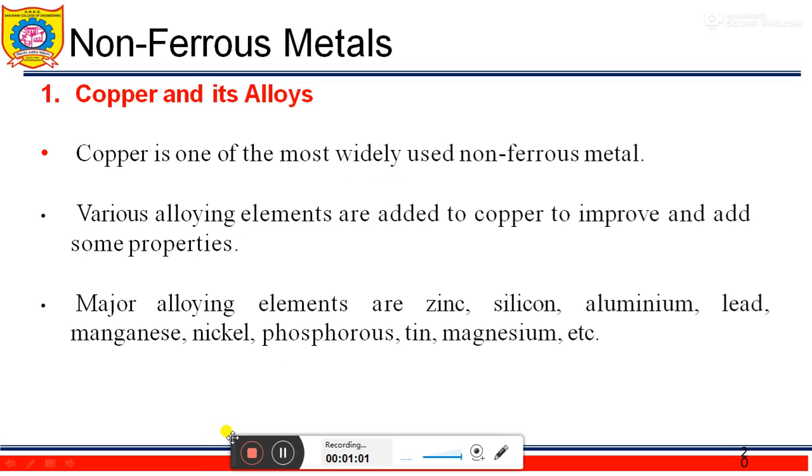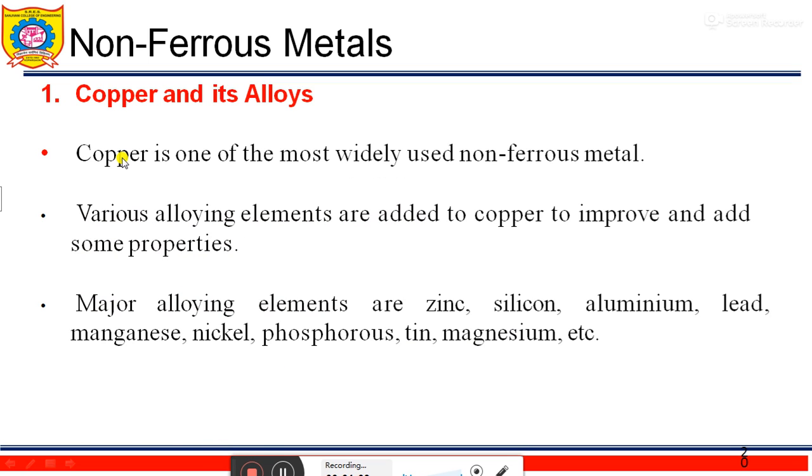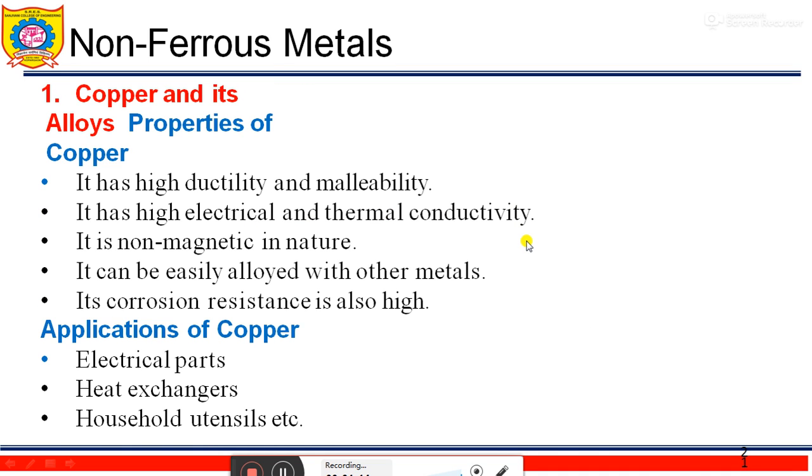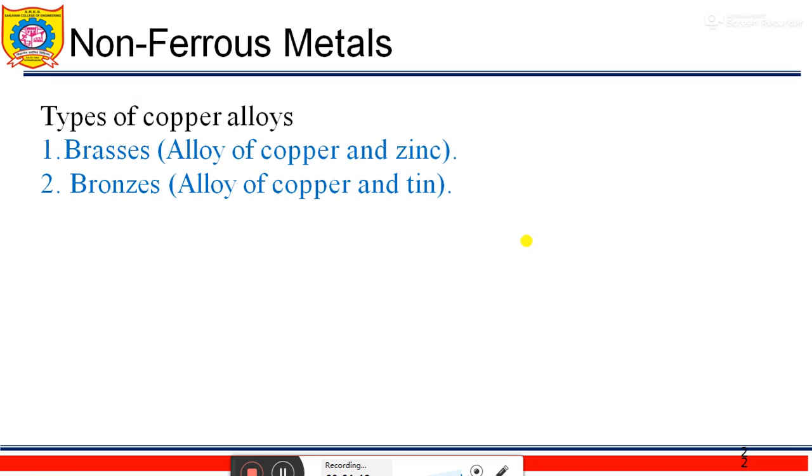Non-ferrous metals are copper and its alloys. Copper is one of the most widely used non-ferrous metals. Various elements are added to copper to improve it and add some properties. You have seen copper and its alloys' properties in the last lecture. Types of copper alloys are brass and bronze.